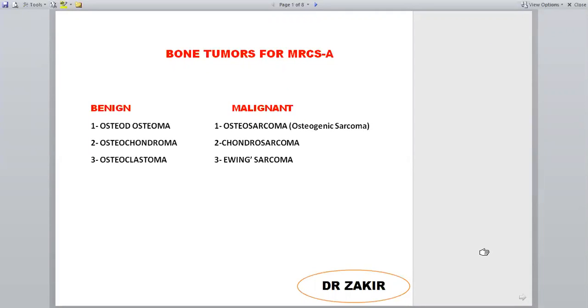Concentrate on topics related to the exam. So here we can see benign and malignant tumors, 3 benign and 3 malignant tumors listed here. In benign, we have osteoid osteoma, osteochondroma, and osteoclastoma. In malignant, we have osteosarcoma, chondrosarcoma, and Ewing sarcoma.